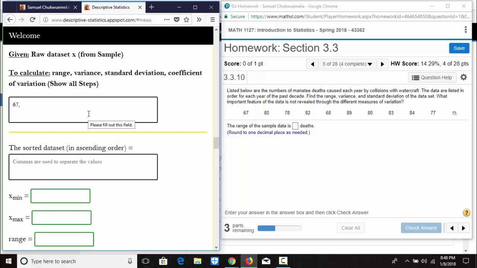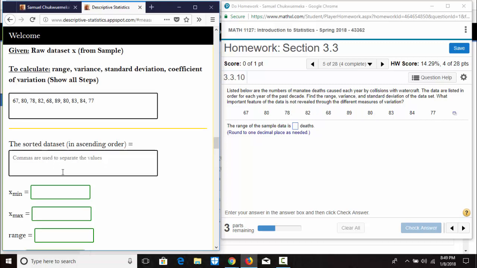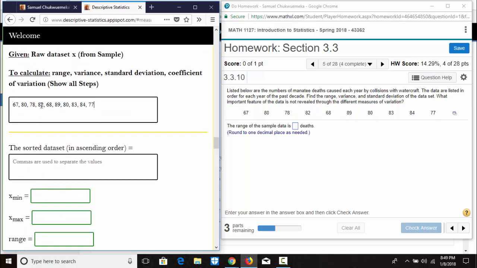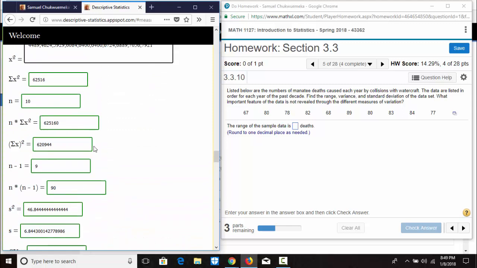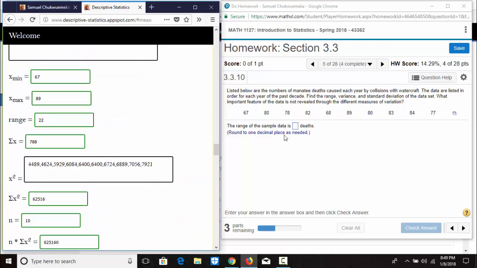We have 67, 80, 78, 82, 68, 89, 80, 83, 84, 77. 1, 2, 3, 4, 5, 6, 7, 8, 9, 10. All right, calculate. Excuse me. So the range is 22.